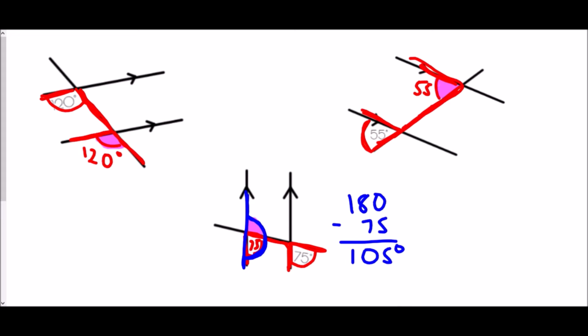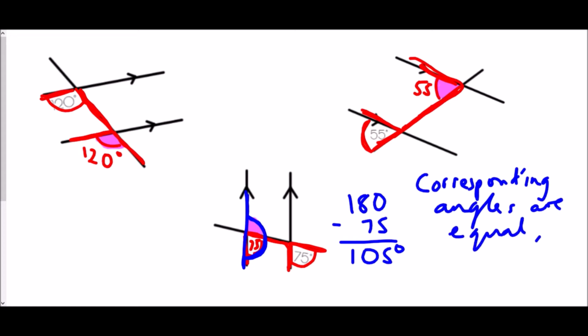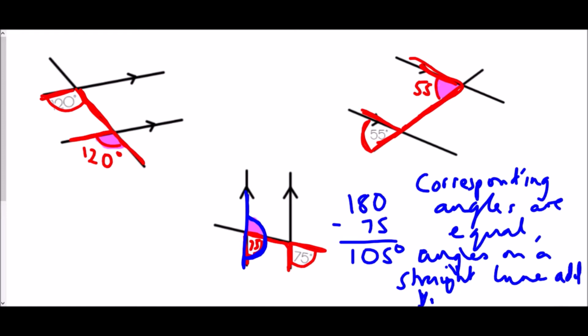And in this case, the reasons for my answer is that corresponding angles are equal, but also that angles on a straight line add up to 180. And we would need to give both of those reasons for this question.